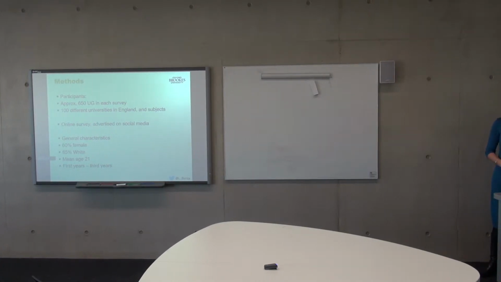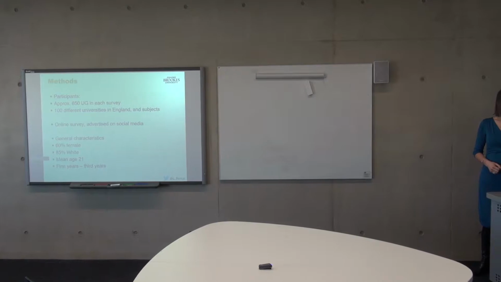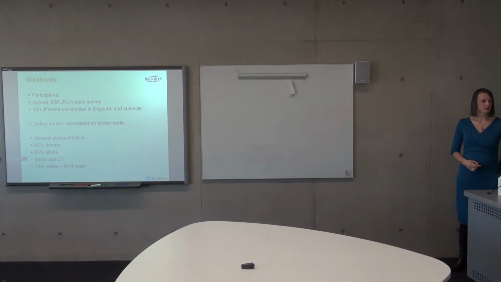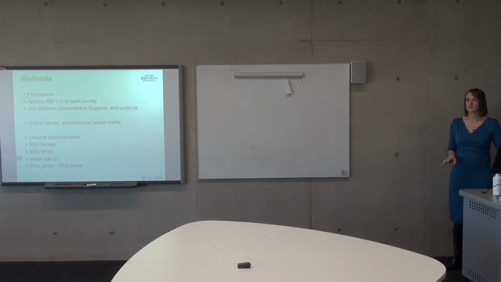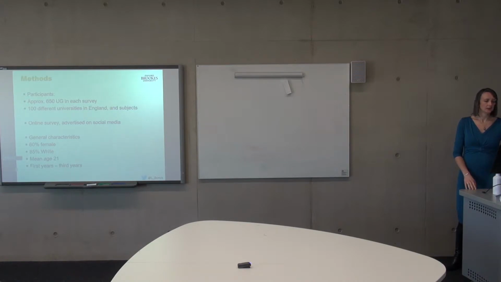This is just some of the characteristics of the sample. There's about 650 undergraduates in each survey, studying in England across a whole variety of different subjects and from different universities. Predominantly white female students took part, mean age of 21. We had a nice spread of students across all years of study, so a fairly broad sample there.